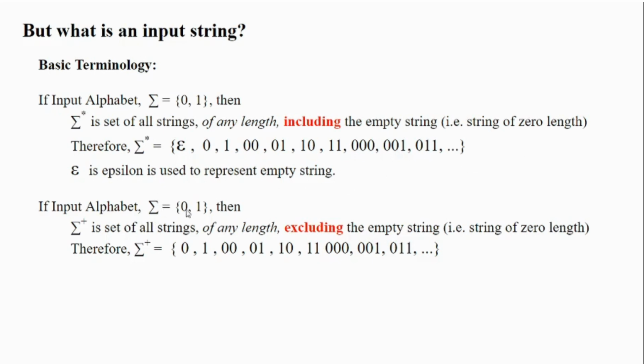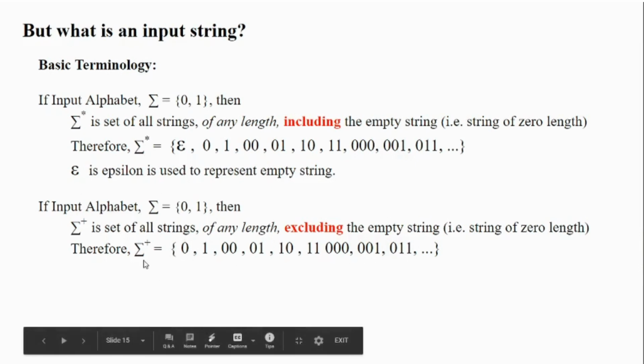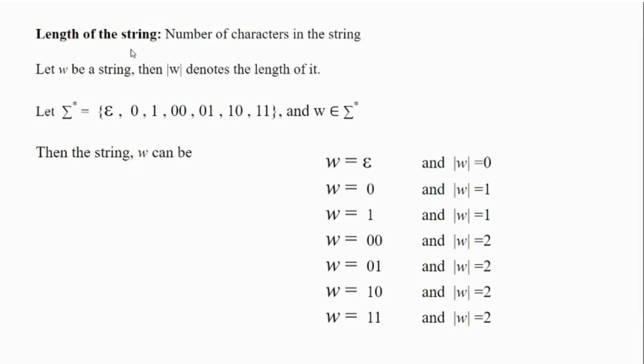Whereas if sigma is given as 0 1, then sigma plus is the set of all strings of any length excluding the empty string. So here the 0 length string is exempted. So of any length excluding the empty string. So the smallest string will be of length 1, and so on. So these two will be used in the future definitions. So the next is the length of the string.